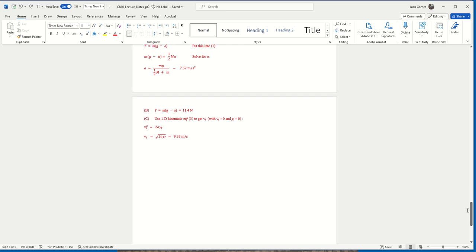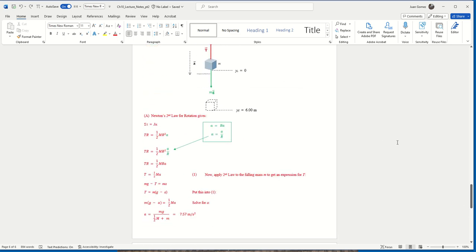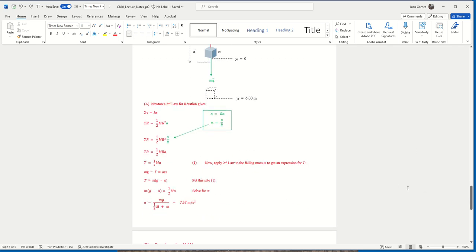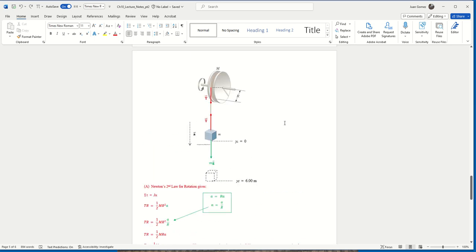But that's it. Remember, you want to apply Newton's second law for rotation to the disk, the uniform disk. You get an expression for T. Then you apply Newton's second law to the falling mass, and you obtain an equation for T, which you put into, in this case, equation 1, and solve for a. Now there's an easier approach, a little bit easier.